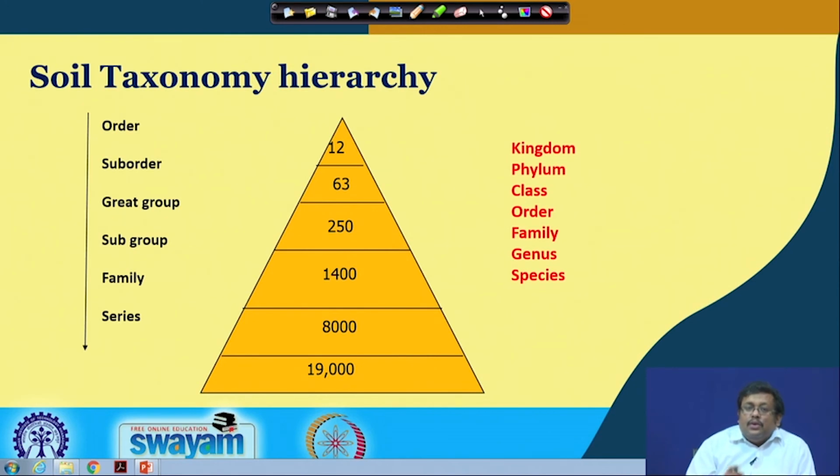Just like you can classify a group of people into several classes based on their hair color, based on their height. So, these are measurable soil properties. Similarly, soil taxonomy uses some measurable soil properties to classify soils.